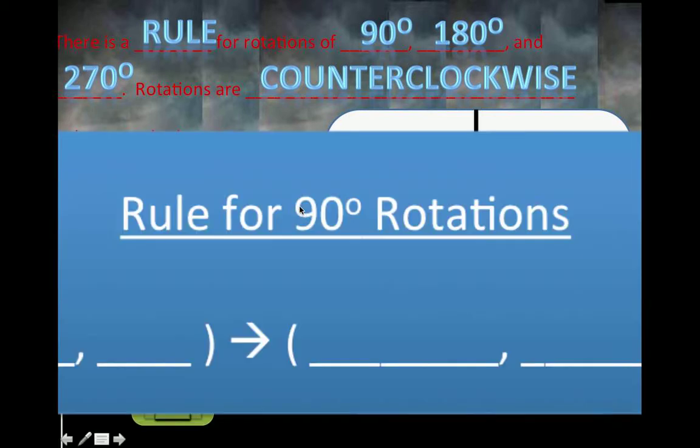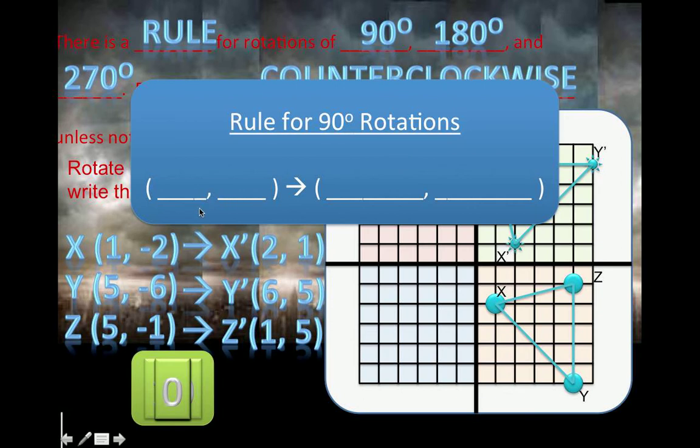So the rule for 90-degree rotations is that whatever your x and your y are, they're going to switch places, and the y becomes negative out in front here. So if it was already negative, it would turn to positive. So go ahead and write that down. xy turns into negative yx. So without doing this whole thing, you could tell that x goes from 1, negative 2 to 2, positive 1.